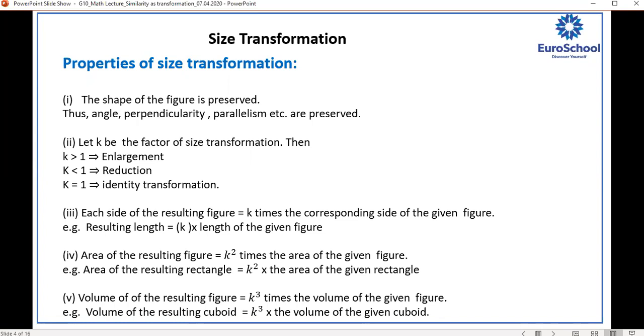Now, when we talk about any figure, each figure has some sides. So when we are enlarging or reducing, how to find the length or the measurement of the side? The resulting length is equal to k times the length of the given figure. It's a common rule for all the shapes, map, model, everything. Area, we multiply with k square. The area of the given figure, we multiply with k square to get the area of the resultant figure.